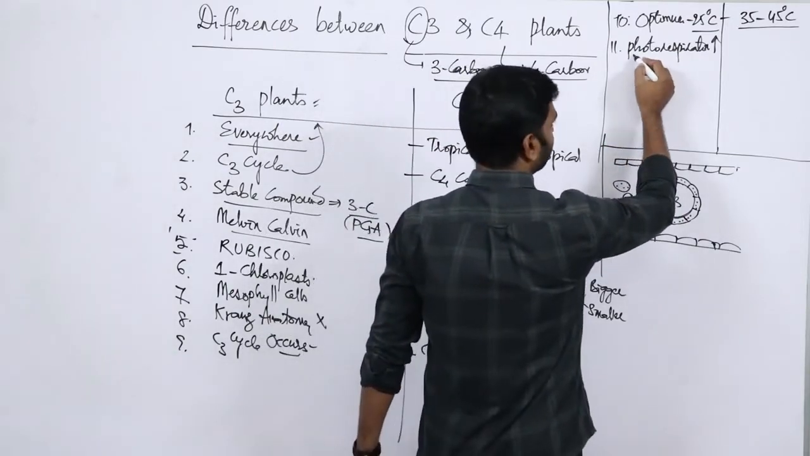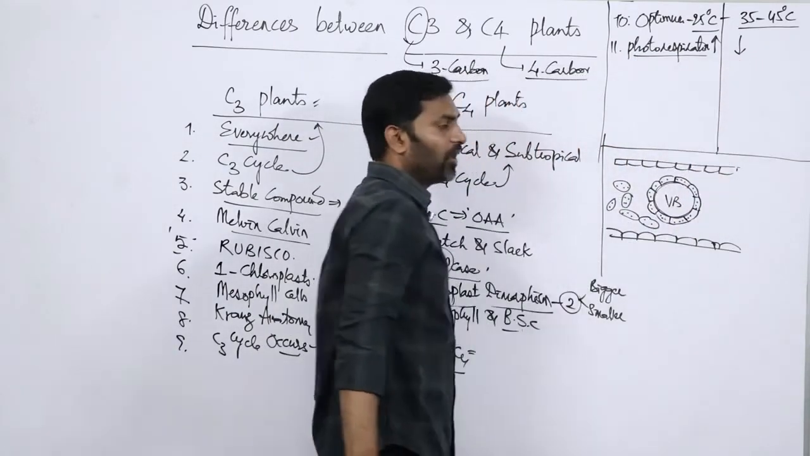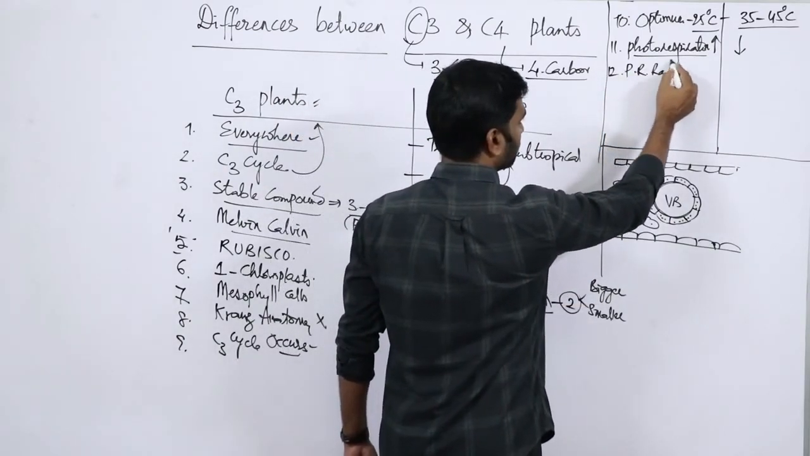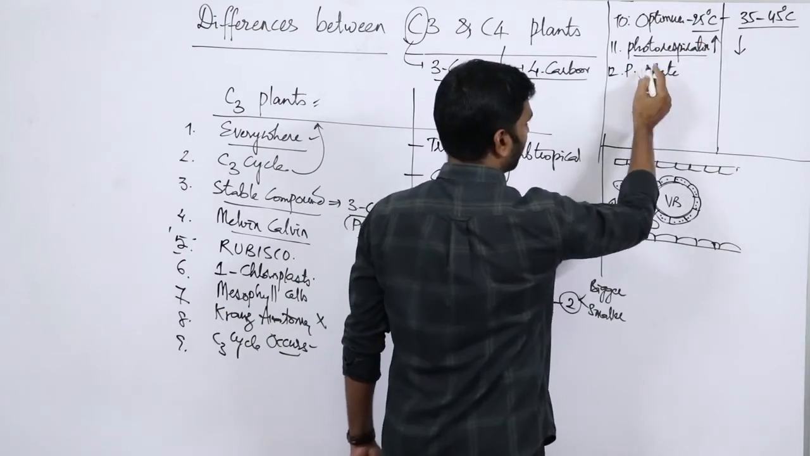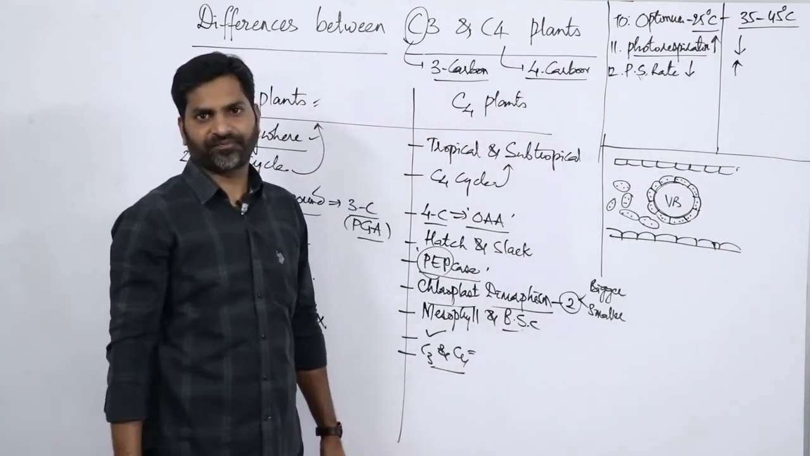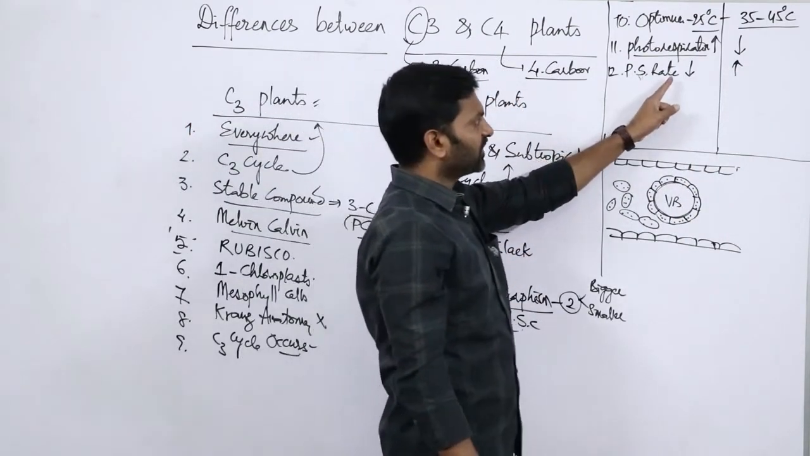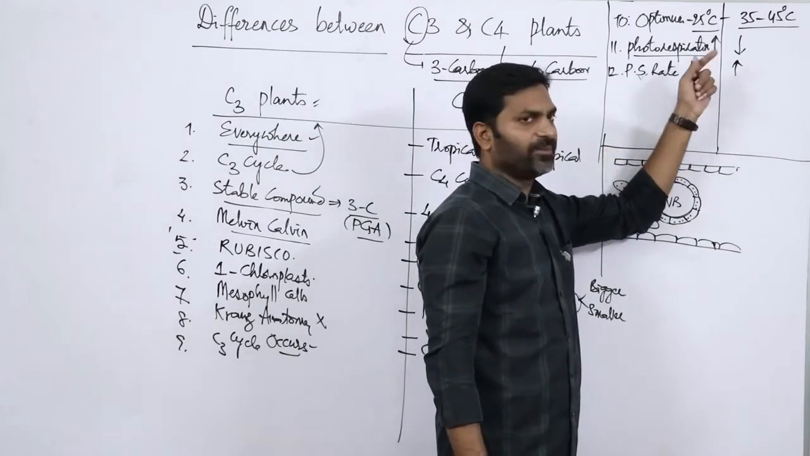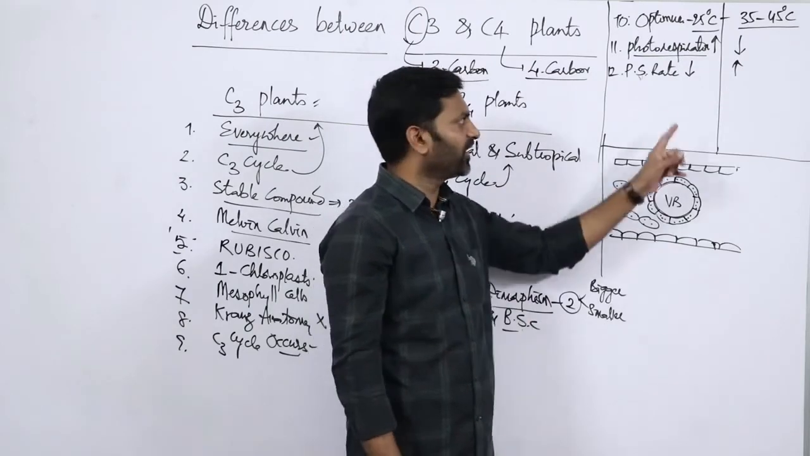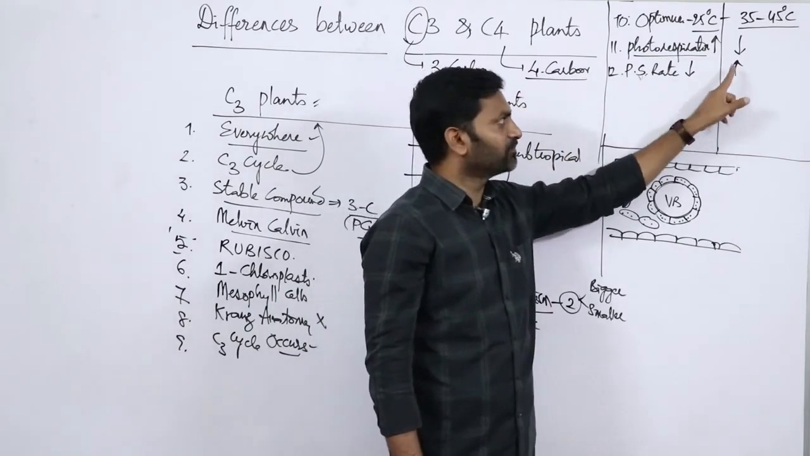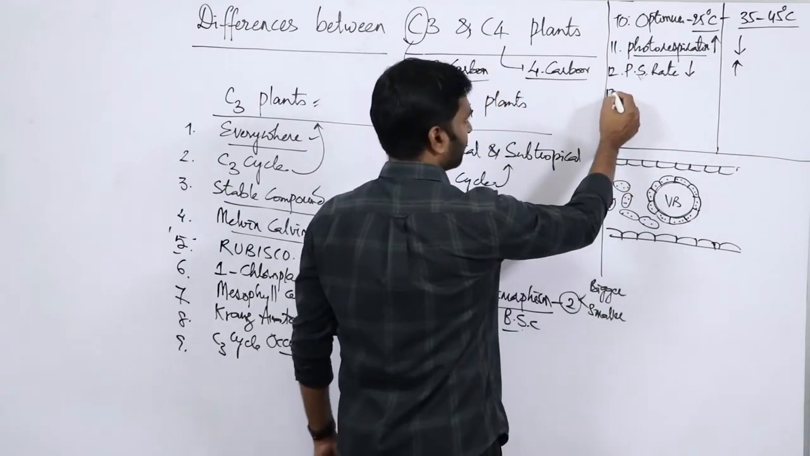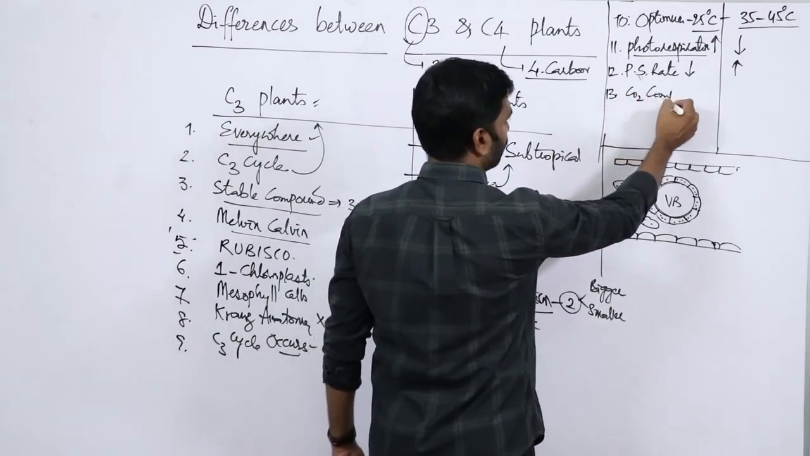Photorespiration is high in C3 plants and low in C4 plants. Hence the photosynthetic rate is low in C3 plants and high in C4 plants, meaning carbohydrate, glucose or sugar production is very low in C3 plants and more in C4 plants. And number 13, CO2 compensation point.